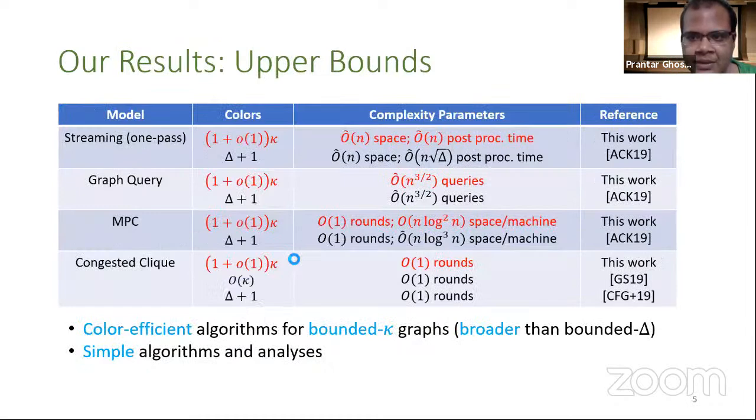We give kappa times (1 plus epsilon) coloring algorithms in the data streaming and graph query models, and also in distributed computing models like MPC and Congested Clique. Thus, for a large class of graphs, including bounded degeneracy graphs, we use fewer colors than the corresponding delta plus 1 coloring algorithms. And at the same time, the other complexity parameters like space, time, and number of rounds are the same or even better than the algorithms in the respective models.